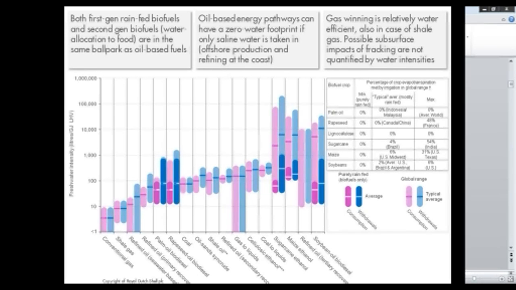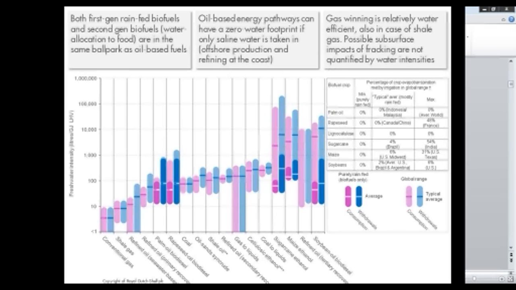I will not discuss all of them because we do not have time for that. We do have a paper, by the way, that if you're interested, you can ask for, and then we will send it to you. But what you see is that biofuels can have very large water intensities. We needed, in fact, the logarithmic scale to get biofuels on the graph.